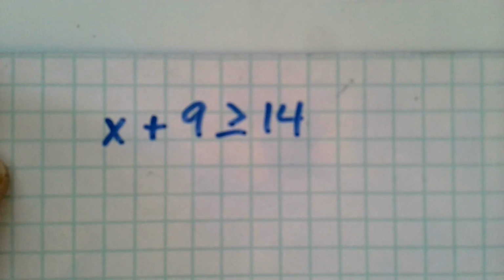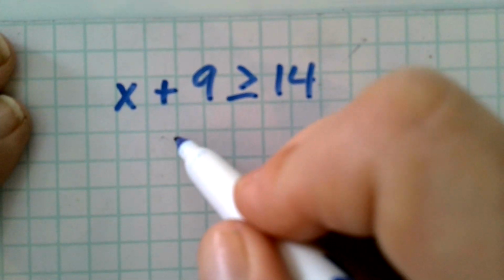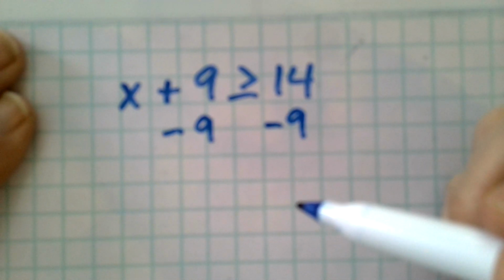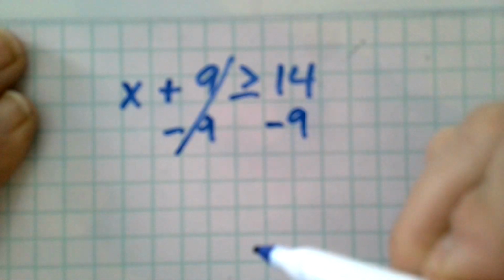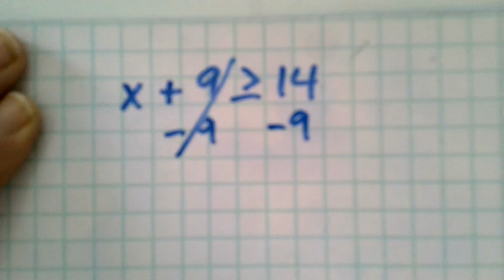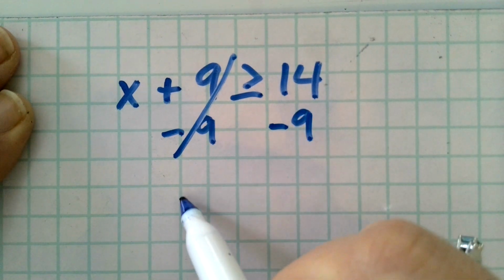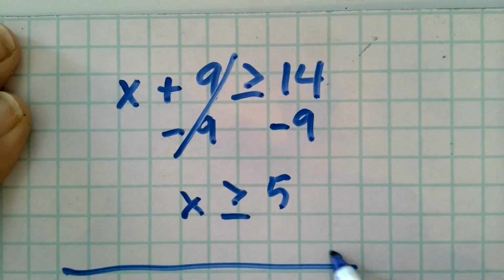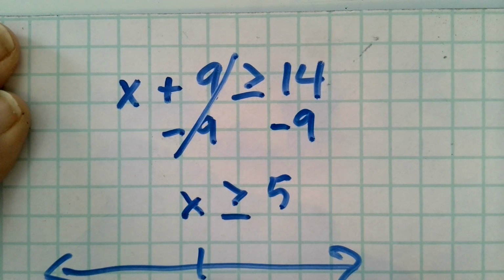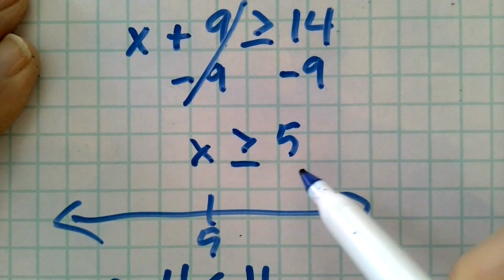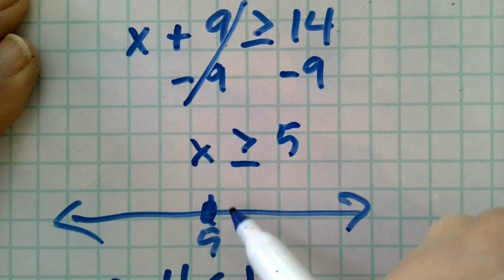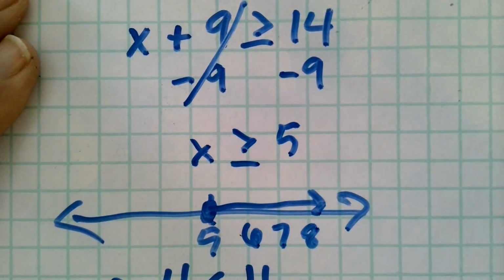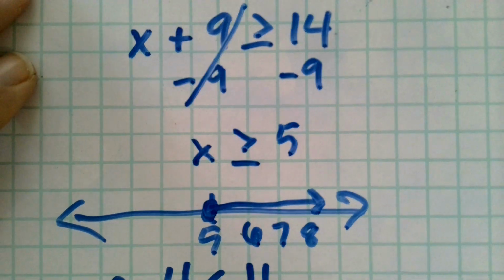Here's another one. Remember, inverse operation to both sides. This cancels out, and we're left with x is greater than or equal to 5. If we plot this on a number line, and here's 5, it's any value equal to 5 or greater than 5. So it could be 6 or 7 or 8. So that's how we do this on inequalities.